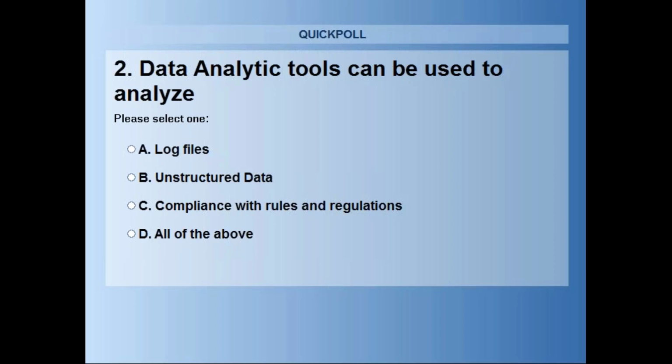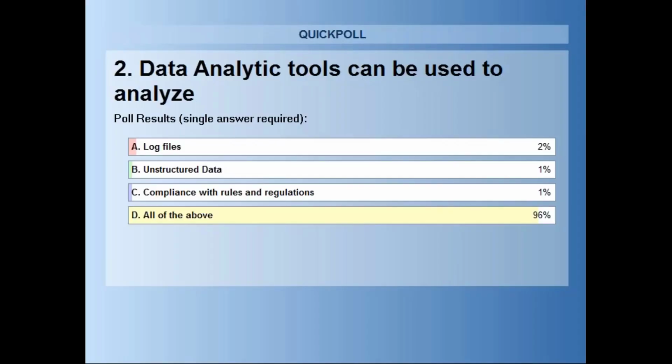The questions are coming in hot and heavy, so we'll have plenty to cover. We've got 94% who have voted. We'll go ahead and close the poll and share the results. And it looks like 96% said all of the above, which is correct.